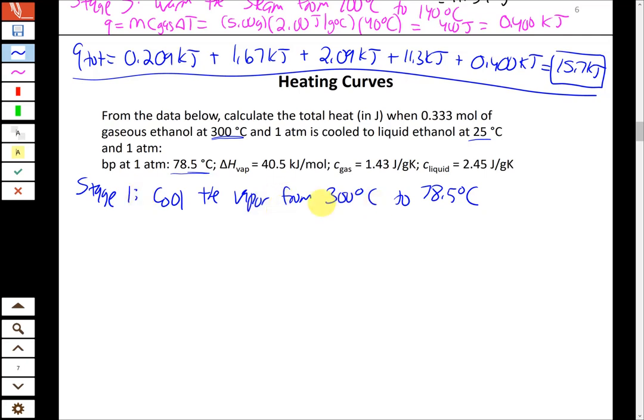So the first stage is going to be to cool the vapor down from where it starts to where it's going to undergo its first phase change, which will be the boiling point of 78.5. So when we're cooling down a single phase, it's MC delta T. And we just have to make sure that we use the correct heat capacity for the gas phase, because that's where we are now. So we have to figure out how many grams of this substance we have.